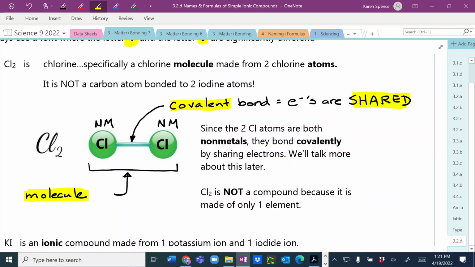Is this a compound? What would we need in order for something to be a compound?